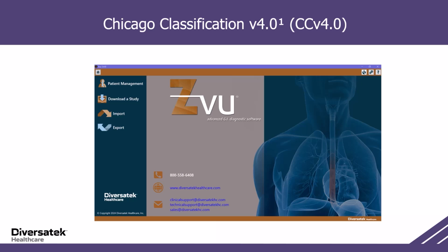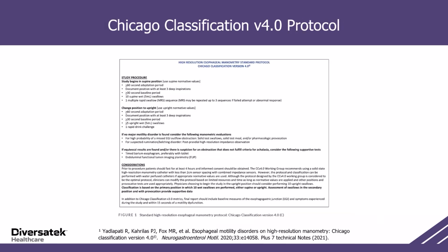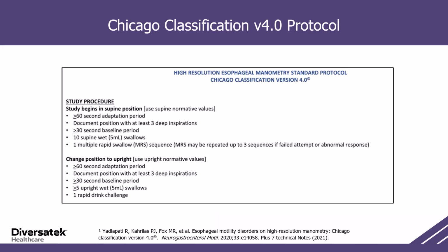The ZView protocol is flexible, allowing for moving through the steps in a customized fashion. This video will briefly review the Chicago protocol steps and showcase how ZView simplifies the acquisition of an esophageal manometry study. The protocol from Chicago 4 lists supine swallows being given first, upright swallows second.